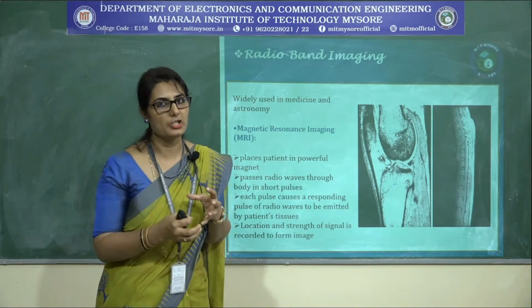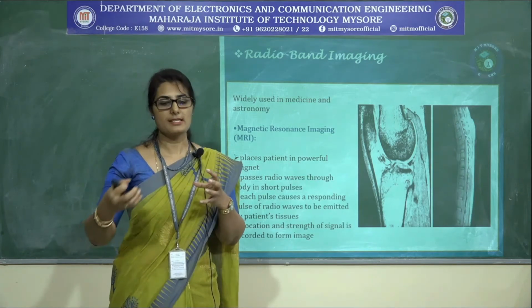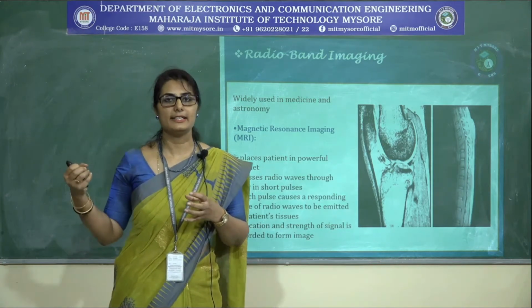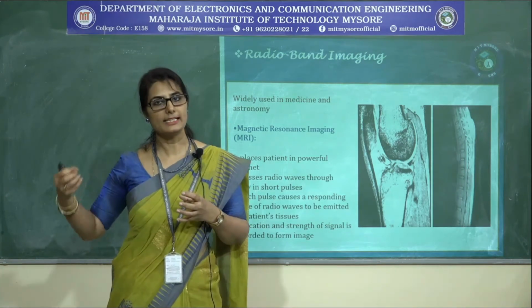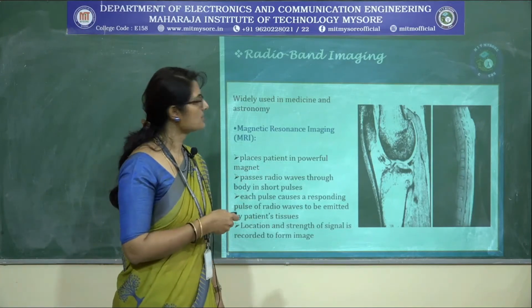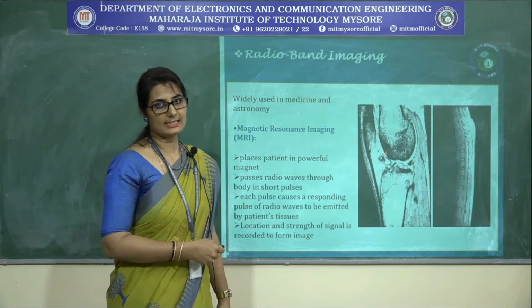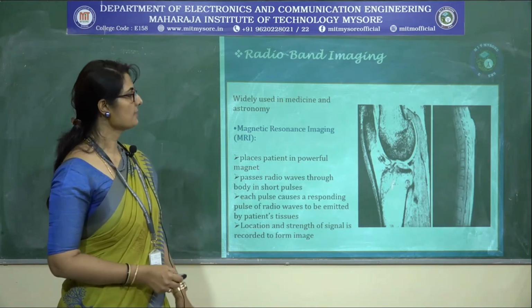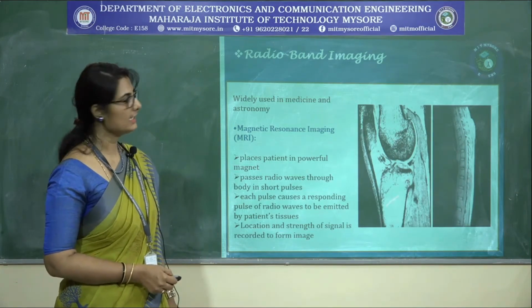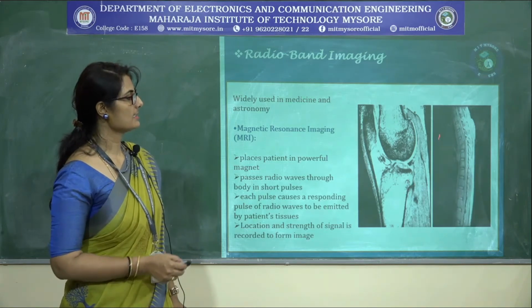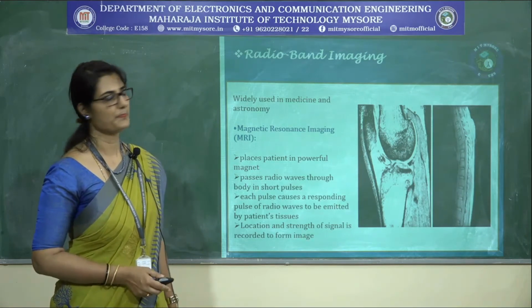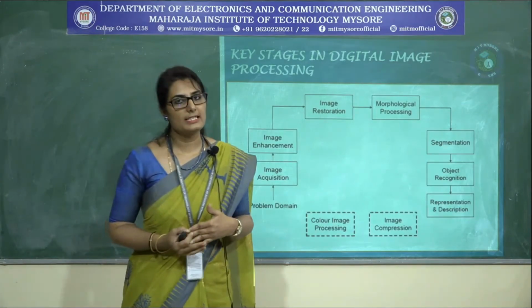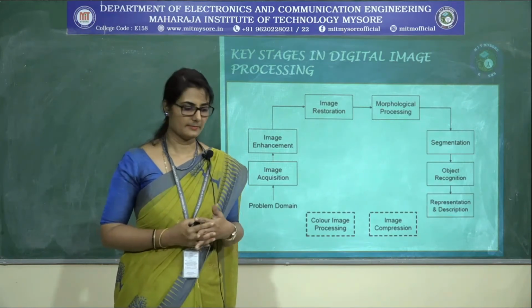are passed through the patient, and these pulses from the tissues of the patient are collected and detected by the detectors in order to produce the MRI scans. So these are the images of MRI scans. The first figure is the MRI scan of the knee, and the second figure is the MRI scan of the spinal cord. So this is all about the examples of fields that use digital image processing.